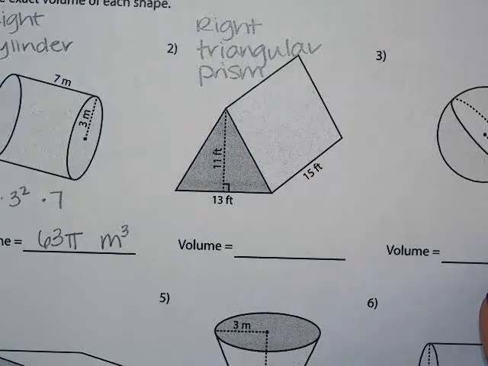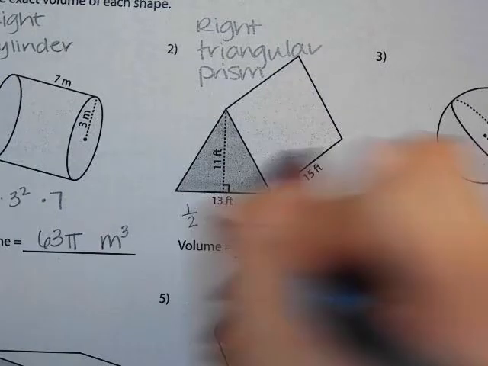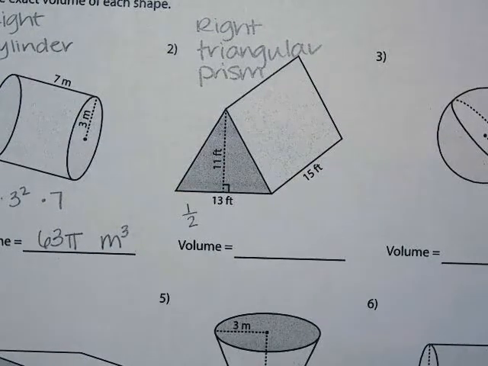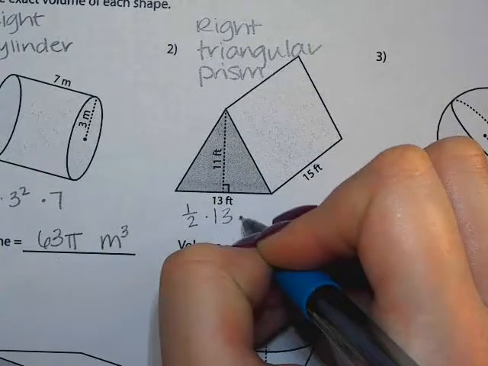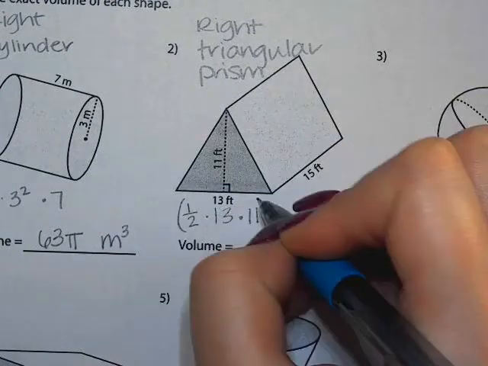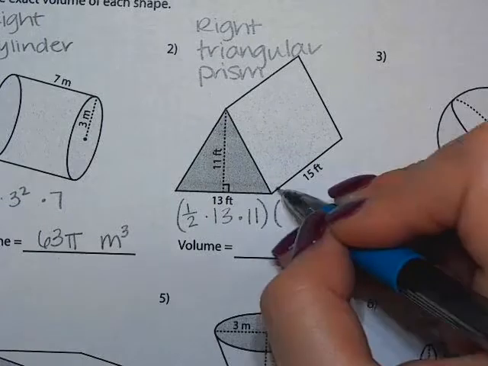All right, so a prism has a volume. How do we find the volume of the prism? Area of the base times the height. What's the shape of the base? A triangle. So we're going to say 1/2 times the base times the height of the triangle. What's the base and height of the triangle? Okay, so 1/2 times 13 times 11. There's the area of the base. What's the height? 15. The height of the prism is 15.